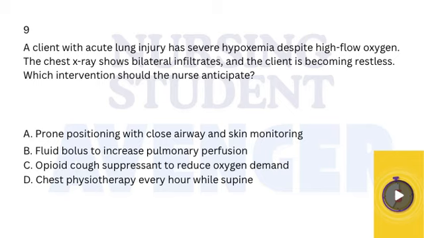Our next question. A client with acute lung injury has severe hypoxemia despite high flow oxygen. The chest x-ray shows bilateral infiltrates and the client is becoming restless. Which intervention should the nurse anticipate? Letter A, prone positioning with closed airway and skin monitoring. Letter B, fluid bolus to increase pulmonary perfusion. Letter C, opioid cough suppressant to reduce oxygen demand. Or letter D, chest physiotherapy every hour while supine.